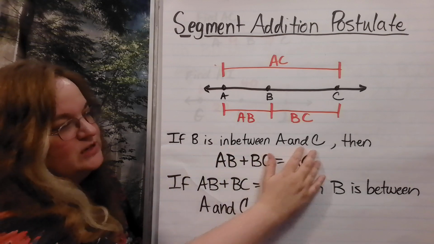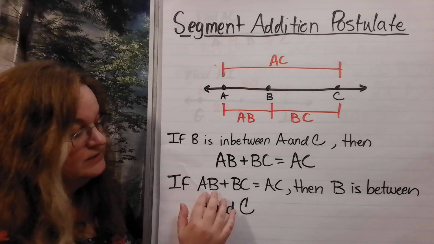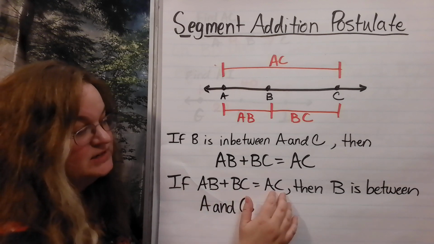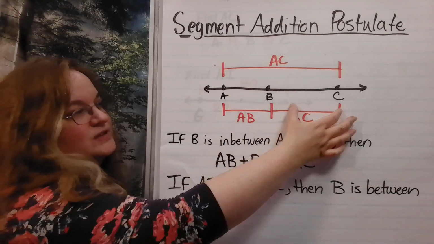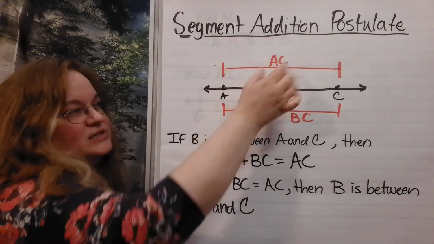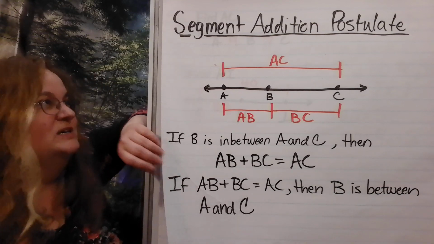So if B is between A and C, then this is going to be true, but the reverse is also true. If AB plus BC equals AC, then we can also say that B is in between. So if we prove that these two equal this, then we know that B is going to be in between. Okay, so let's take a look at a couple of the basic problems.